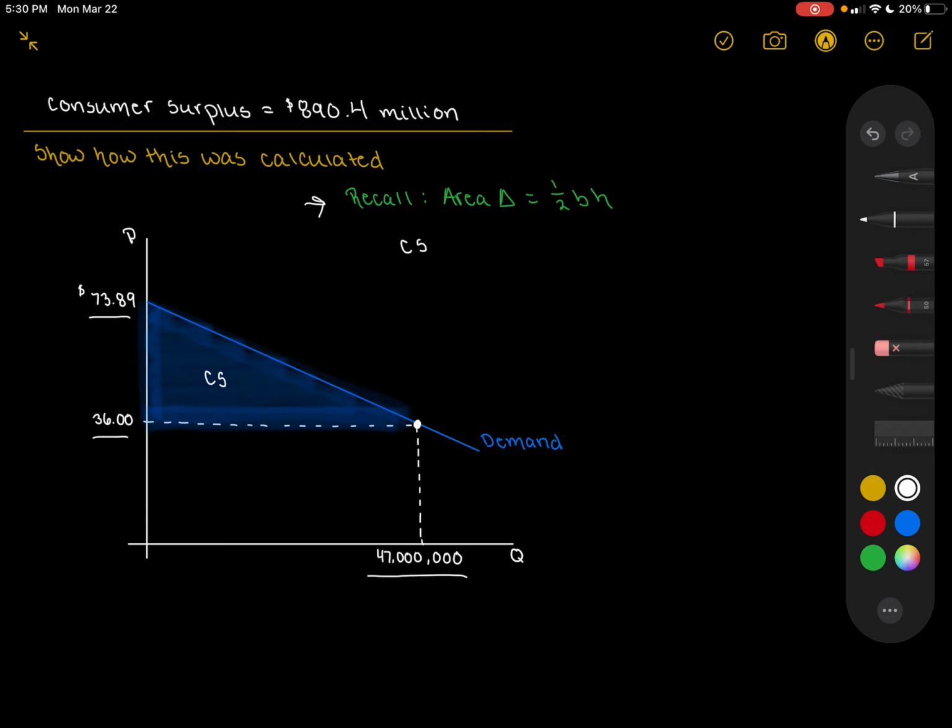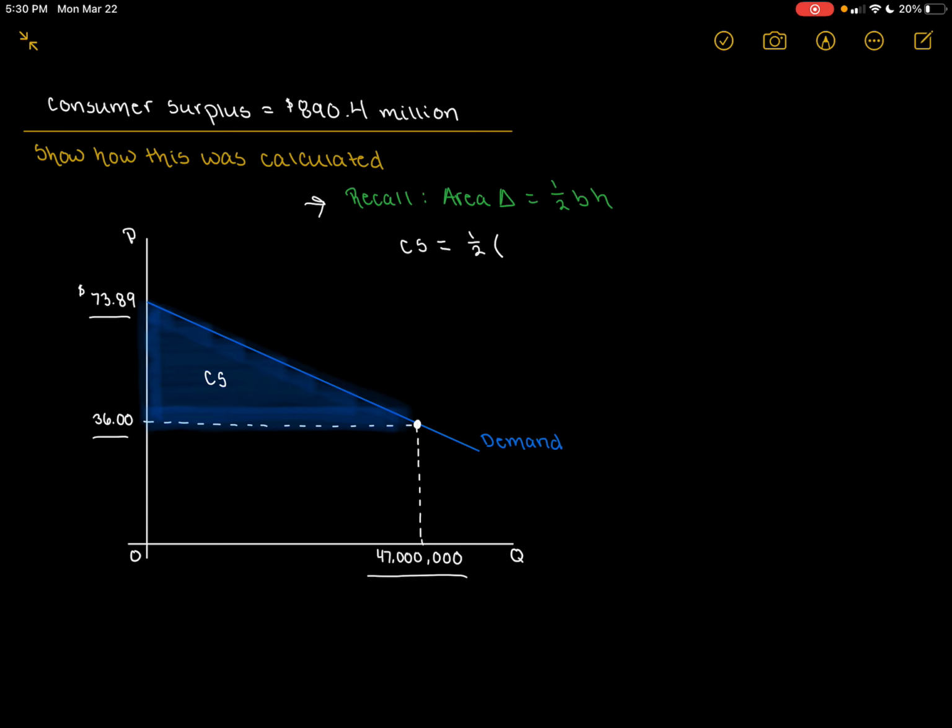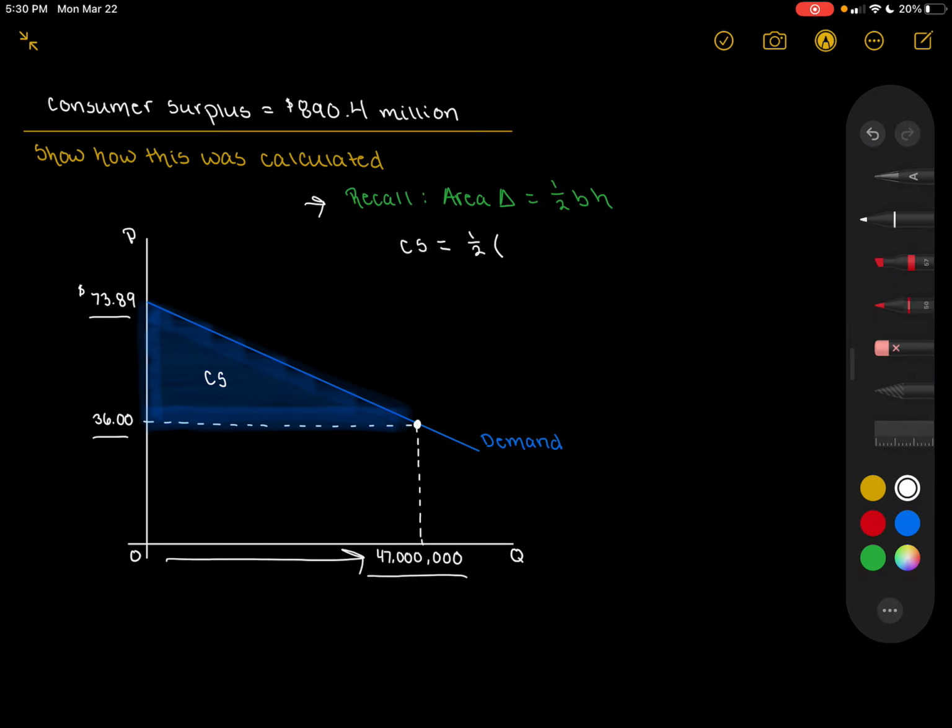So consumer surplus would be equal to the area of that triangle. So we have 1/2, obviously, times our base. So identifying what our base is, it's going to be from 0 over here all the way to 47 million, right? Because it's this base of the triangle. So that's going to just be 47 million. All right. That then gets multiplied by the height. So the height is going to be the distance between the price paid and that maximum price.